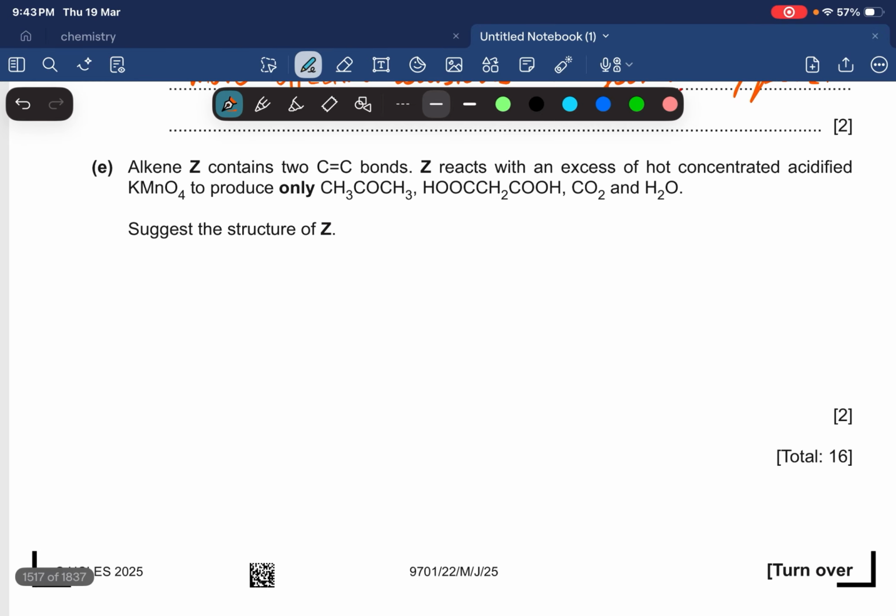Now we have something interesting that you should pay attention to. Alkene Z contains 2 carbon-carbon double bonds. Z reacts with an excess of hot concentrated acidified KMnO4 to produce only, read it carefully, carbon dioxide, water, CH3, whatever this thing, and this thing. Suggest the structure of Z.